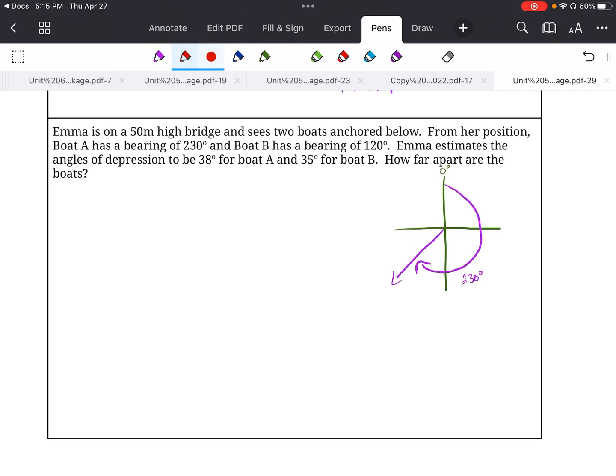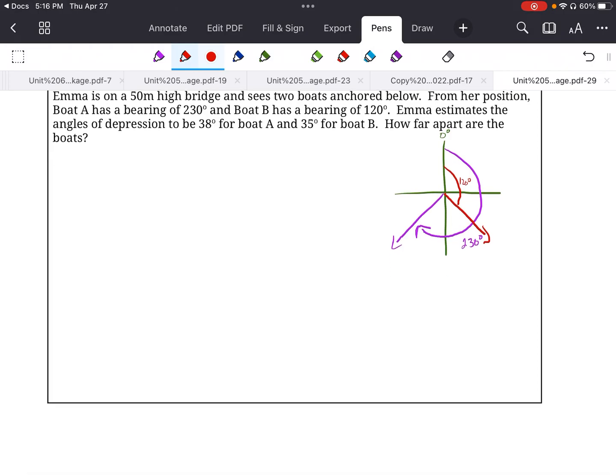Boat B is 120 degrees. So we count 90 and 120. Okay, so these are how our boats look. And to find the angle in between them, let's do blue. So this angle in between the two boats, we're doing 230 degrees minus 120 degrees, which is 110. Okay, so the two boats have an angle of 110 degrees between them.